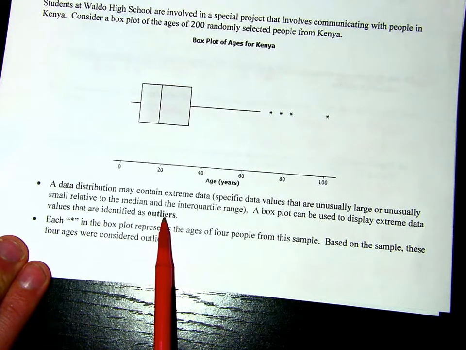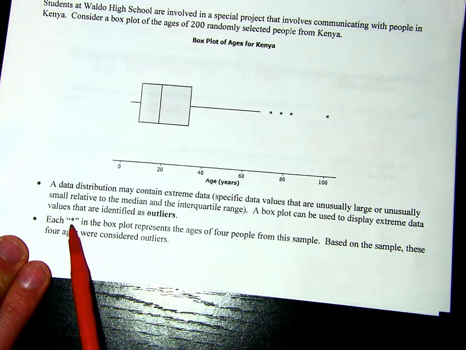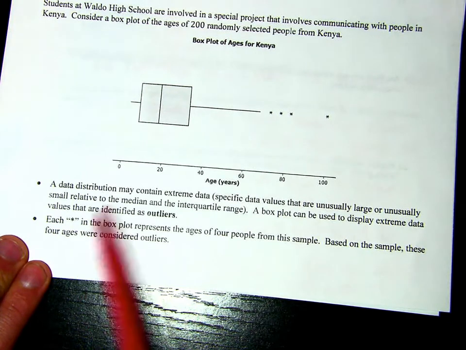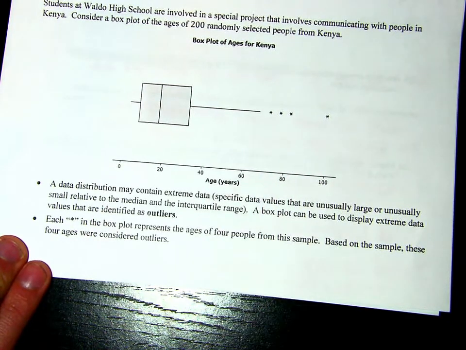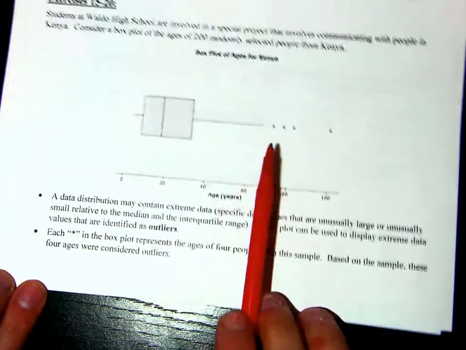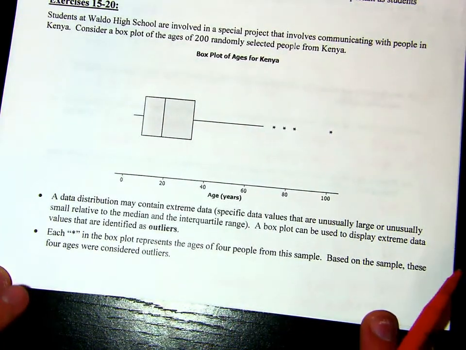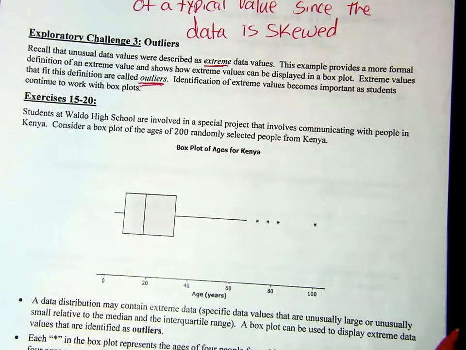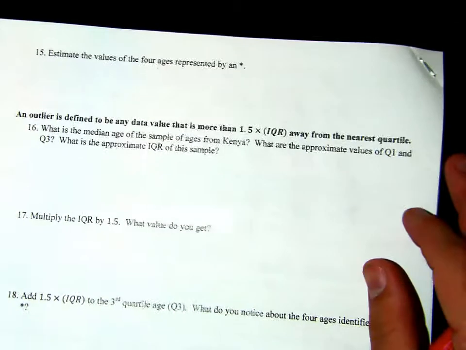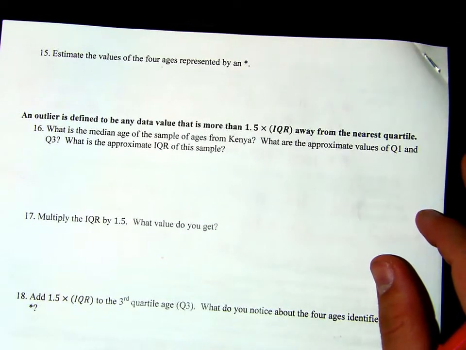Okay, so each asterisk that we have here, that's what this symbol is, an asterisk, in the box plot represents the ages of 4 people from the sample. Based on the sample, these 4 ages were considered outliers. So we have 1, 2, 3, 4 ages were considered outliers. So if we look at the next page, for the first question, they want us to estimate the values of the 4 ages represented by an asterisk.